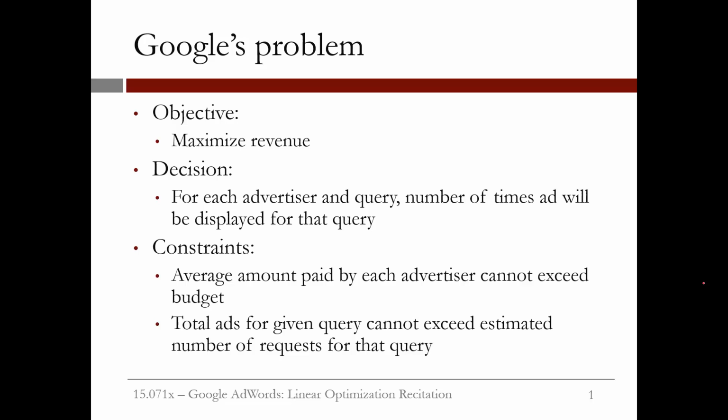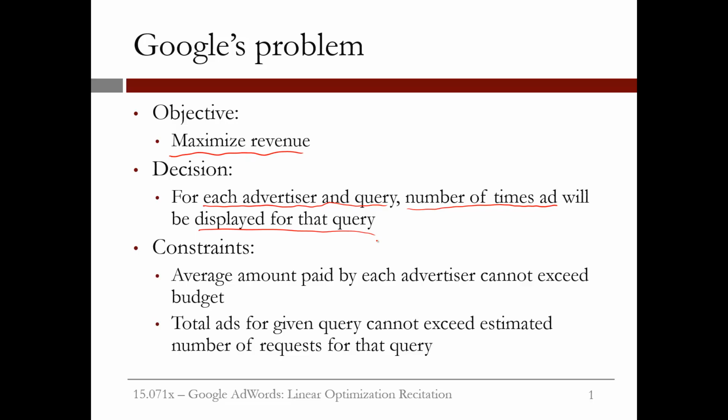So let's begin modeling this problem as a linear optimization problem. In terms of the framework that we have seen in the lectures, our objective is to maximize the revenue to Google. Our decision is for each advertiser and each query to decide the number of times that advertiser's ad will be displayed for that query.